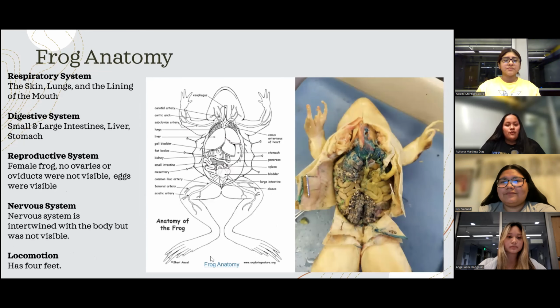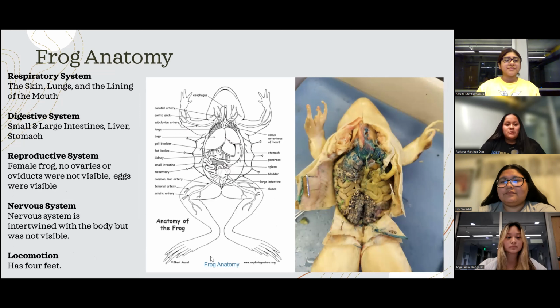And then for the frog anatomy, for the respiratory system, we know that the skin is part of the respiratory system, including the lungs, as you can see, they're a little visible right there, and the lining of the mouth. For the digestive system, we can see the small and the big intestines, the liver and stomach.